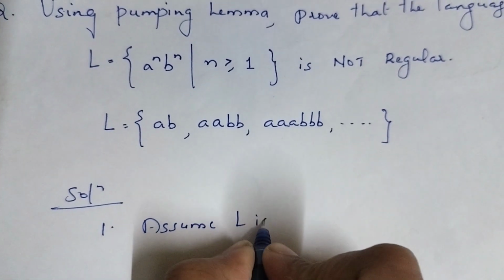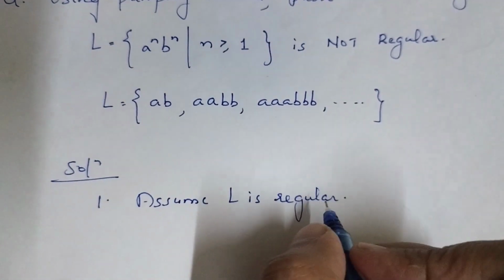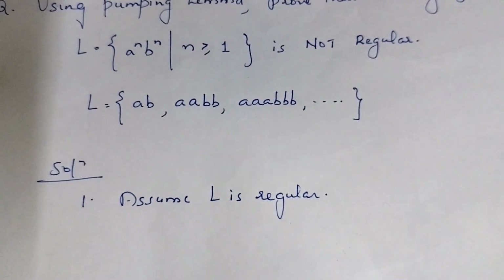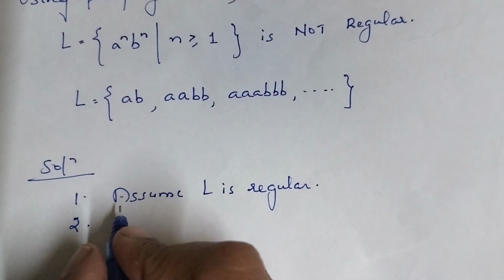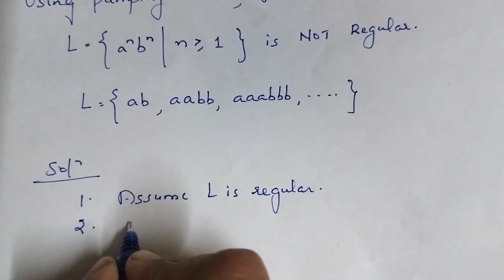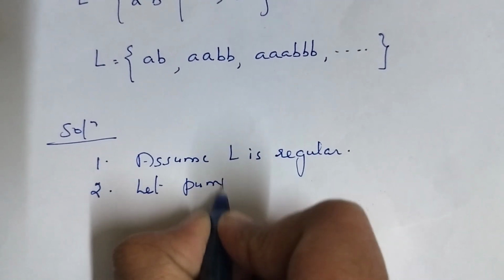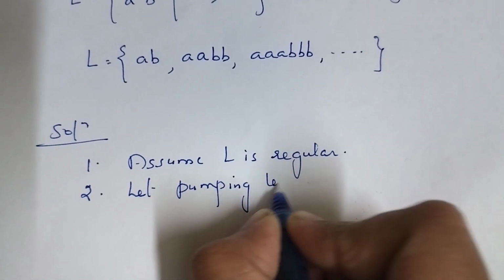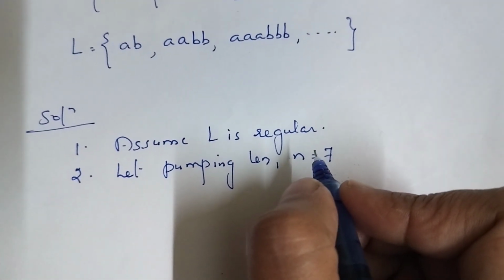L is regular. So we are assuming that this particular language is a regular language. Then finally we will prove it is not regular, a contradiction. So we are taking a pumping length. Suppose I am taking n equal to 7, and 7 states. Let the pumping length n be equal to 7. I am taking 7 as the pumping length.